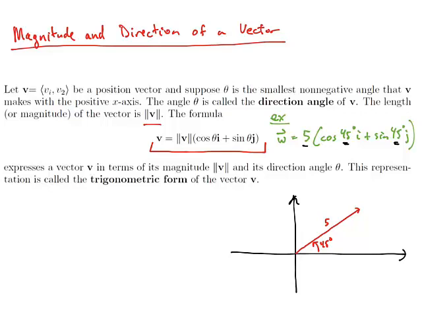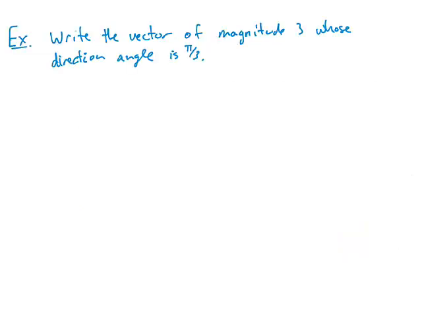And writing a vector in this way is called trigonometric form. Sometimes this is also called polar form. I use both of these expressions, trig form and polar form, interchangeably. All right, let's look at an example.